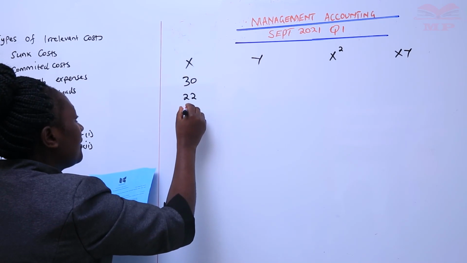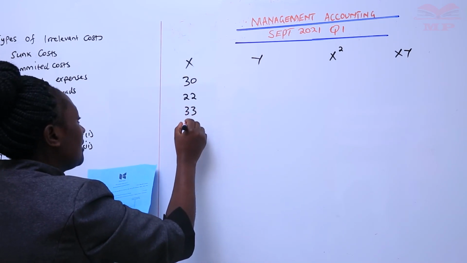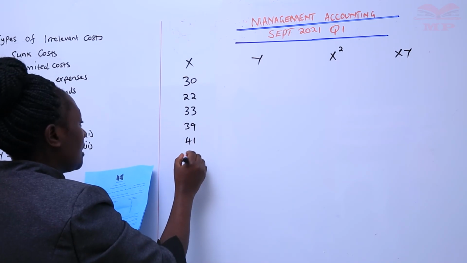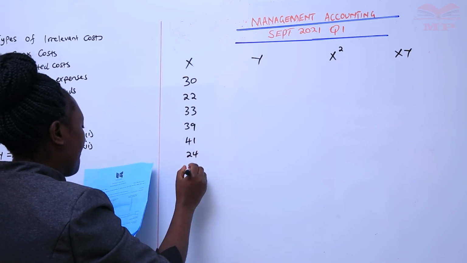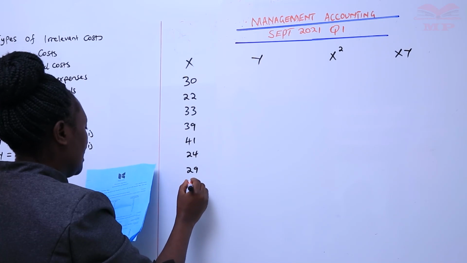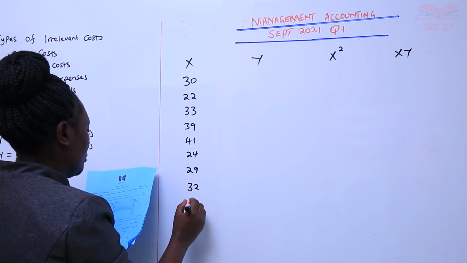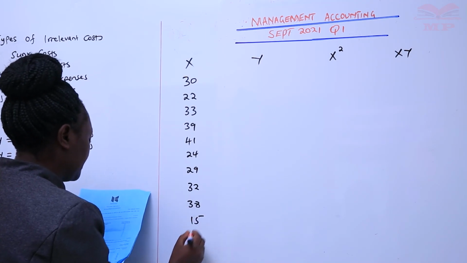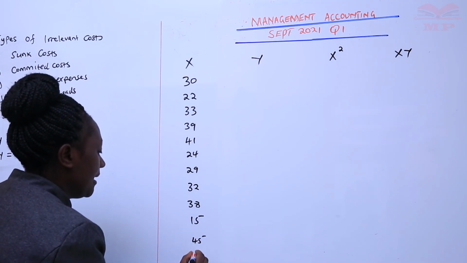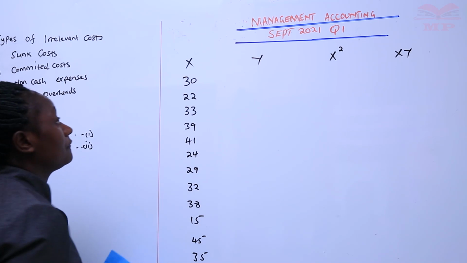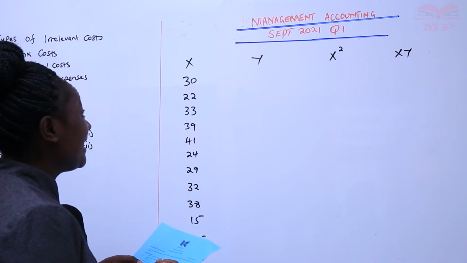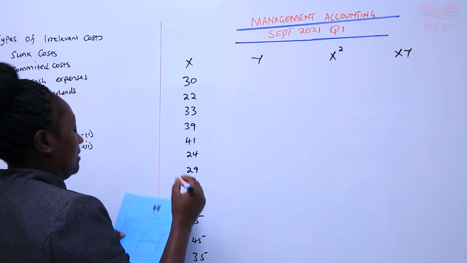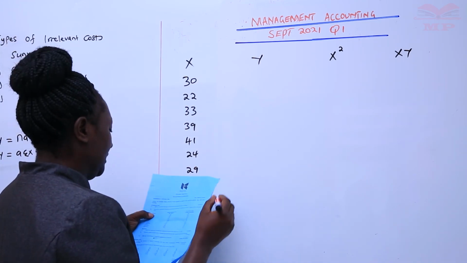22, 33, 39, 41, 24, 29, 32, 38, 15, 45, and 35. And then we write the corresponding values now for y, which is total production cost.